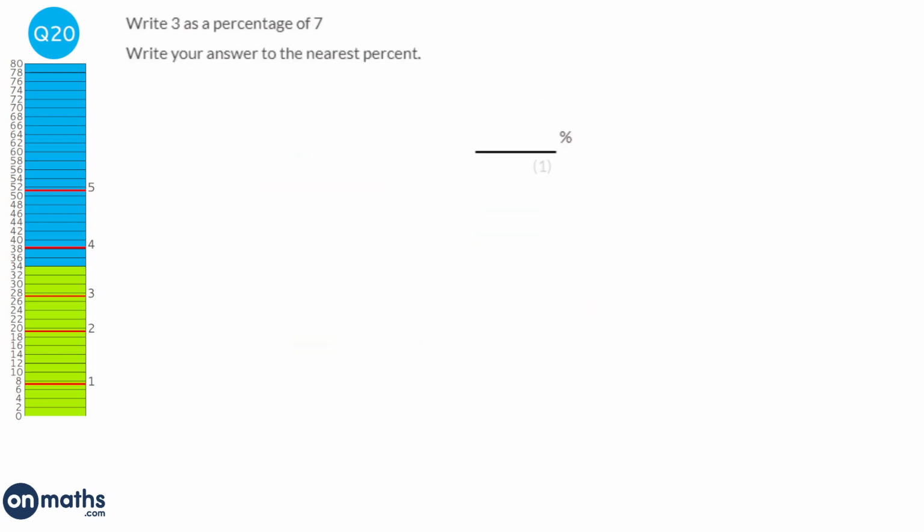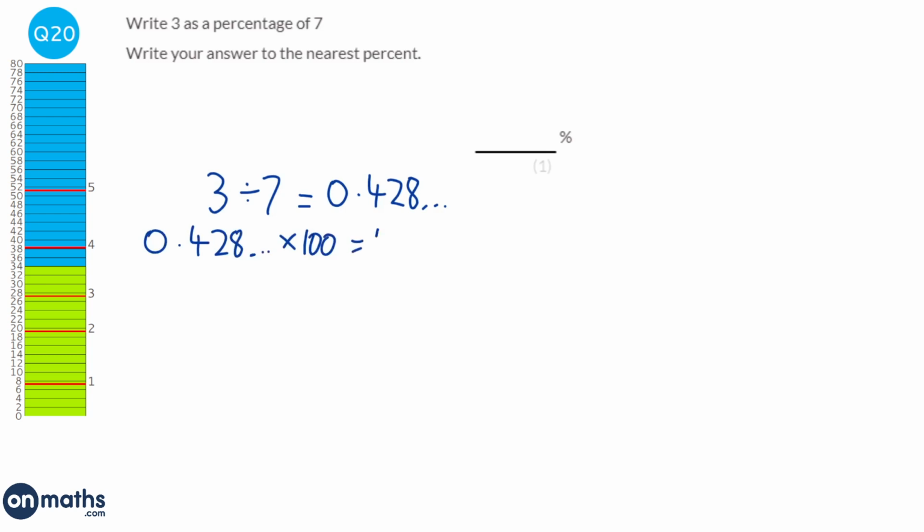So what we can do here is we can do 3 divided by 7 to find out what 3 is as a percentage of 7, find out what that is as a decimal, which would be 0.428 blah blah blah. And then to convert a decimal into a percentage, we times by 100, so we take that 0.428 blah blah blah and times it by 100, and that will be 42.857, and it wants it to the nearest percent, so that's going to round to 43%.